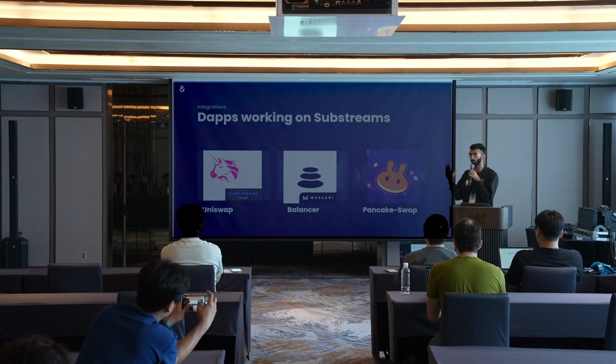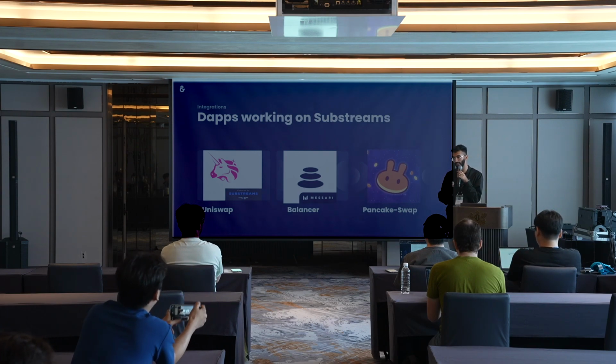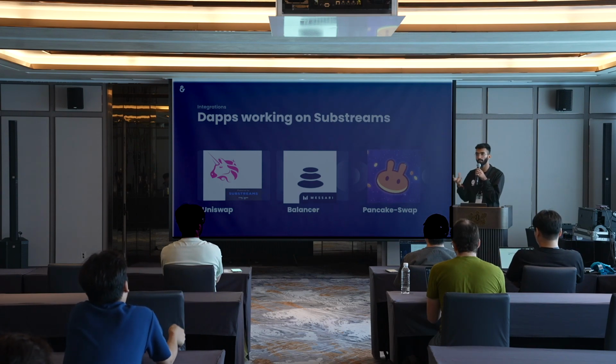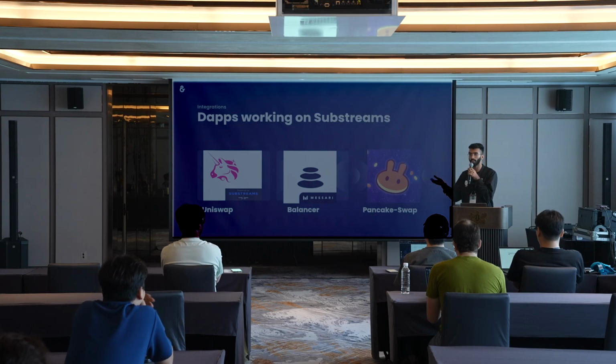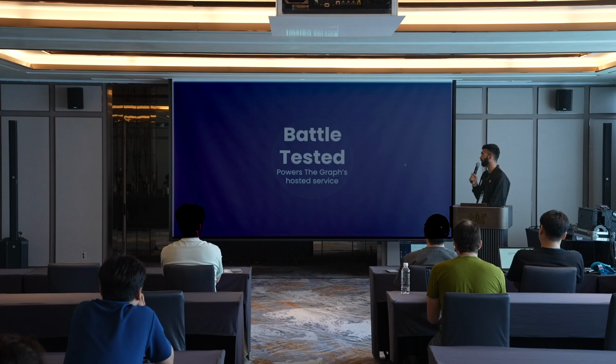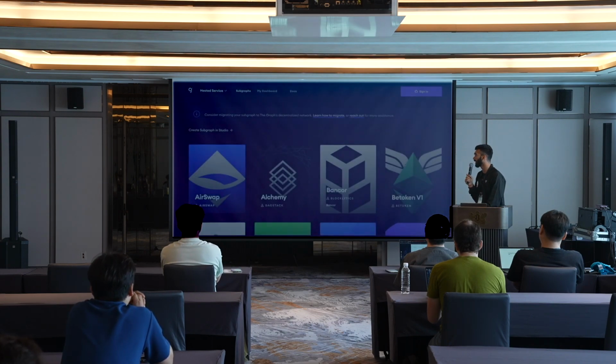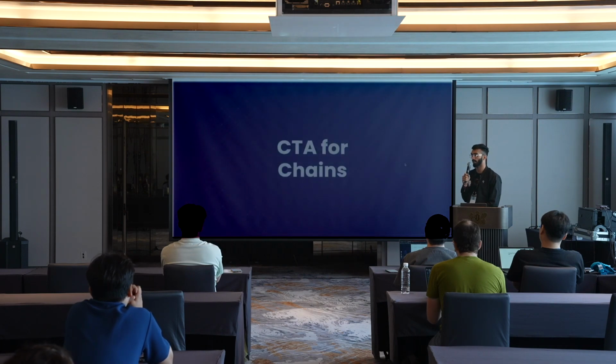And as I told you, we did this experiment of indexing blockchain data with Uniswap, with our current subgraph standard, and then with the substream standard. And with the substream standard, we were able to do it in 20 hours. So that's what we think is the future. It's already live, battle tested on the hosted service. All the hosted service Ethereum subgraphs are powered by Firehose. So you should all try it out.